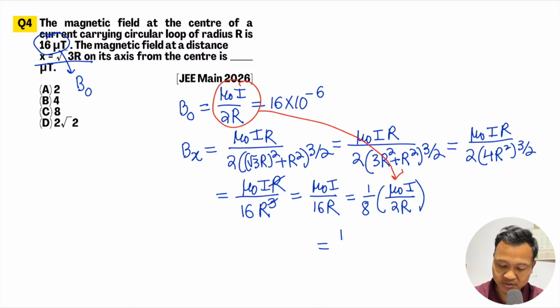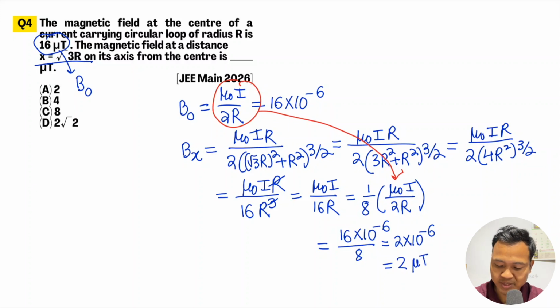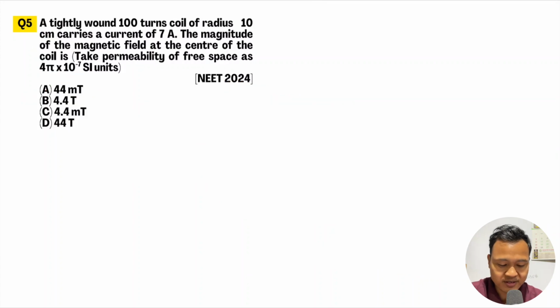So here I will have 16 into 10 power minus 6 divided by 8. So 2 into 10 power minus 6, 2 micro. So therefore this is 2 micro Tesla. Okay, answer is 2.